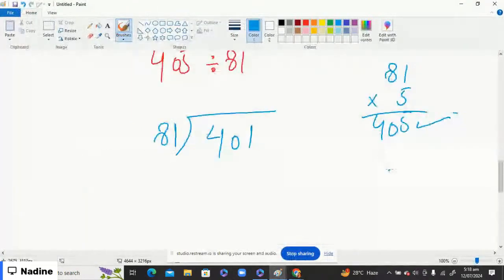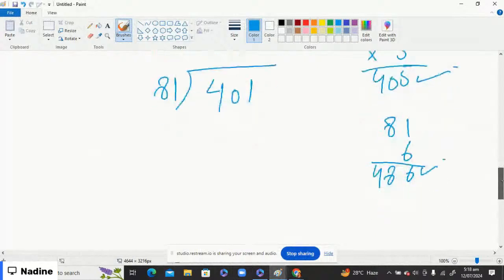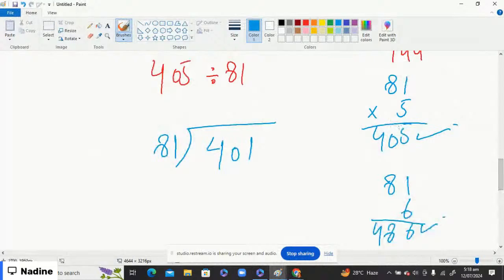Let's check for 81 times 6. This is greater. Okay, so it means that this one is a bit closer. 81 times 5. So when we see that 81 times 5 is... This is greater, so it's not.